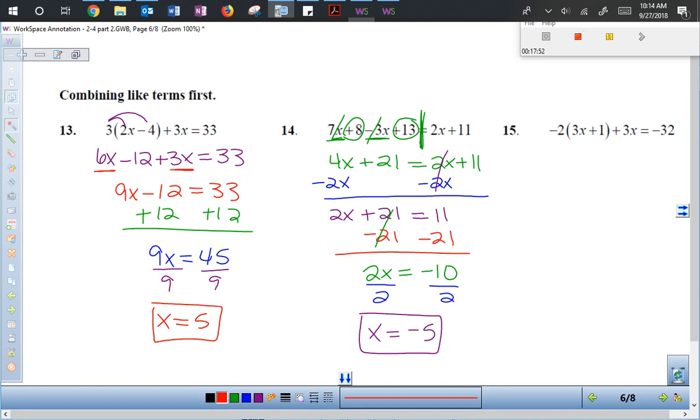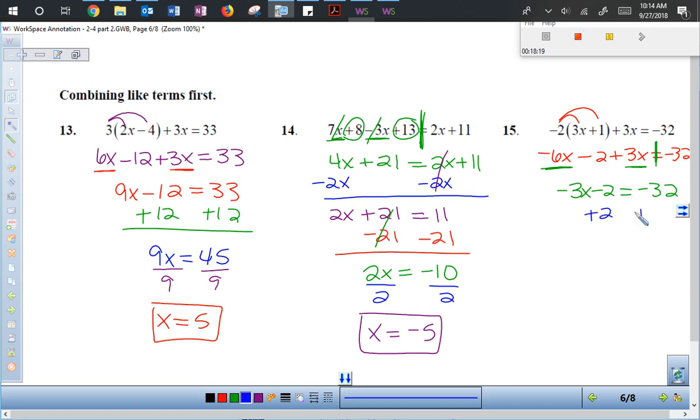On number 15, again, we need to distribute first. So negative 2 times 3x is negative 6x. Negative 2 times 1 is negative 2. I can bring down my plus 3x and equals negative 32. Then on the same side of the equal sign, here's my equal sign, I have a negative 6x and a positive 3x. So I want to add those together and get negative 3x minus 2 equals negative 32. And then we can continue to solve like normal.